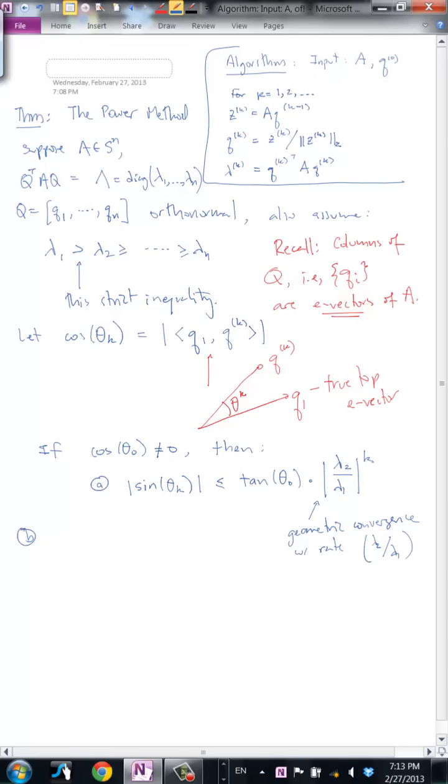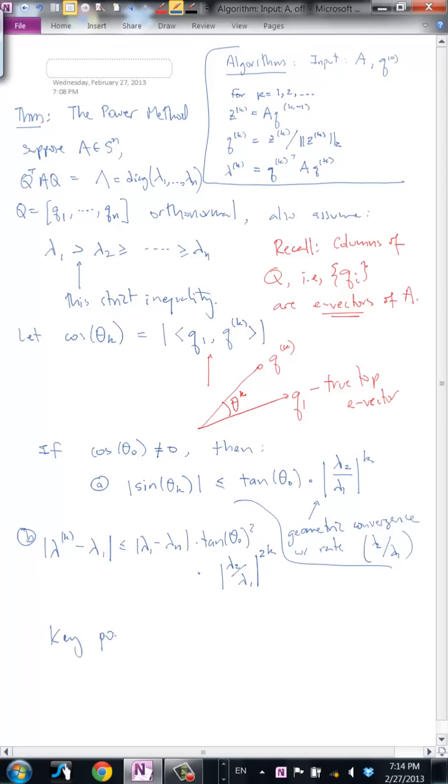And the second thing that this guarantees us is that our actual estimate for the eigenvalue, lambda k, converges very quickly to lambda 1. So lambda k minus lambda 1 is bounded by lambda 1 minus lambda n, essentially the whole breadth of the spectrum, times a term relating to the tangent, times a similar rate of decay, except now raised to the 2k. Okay?